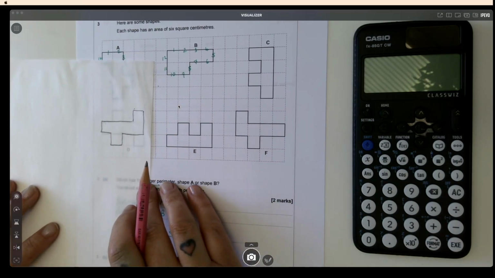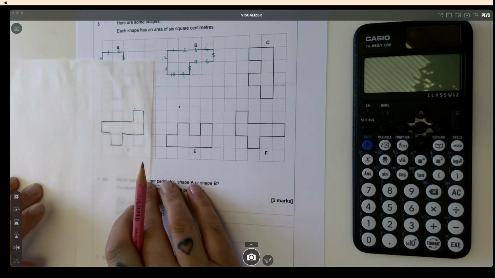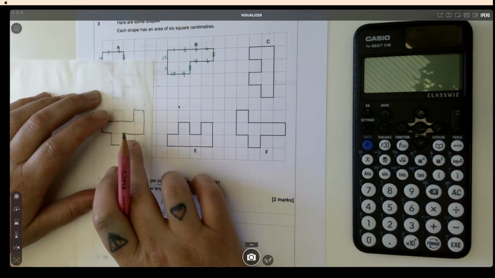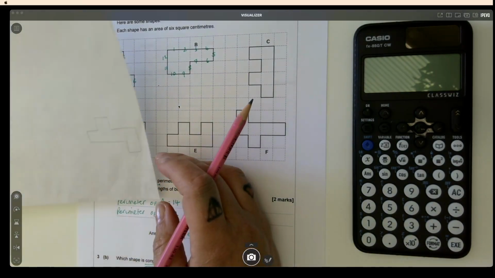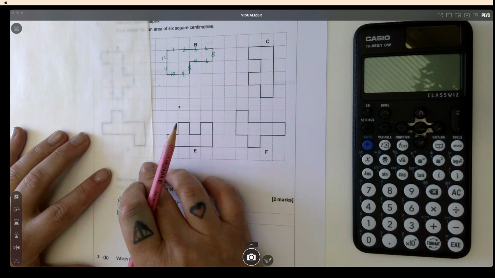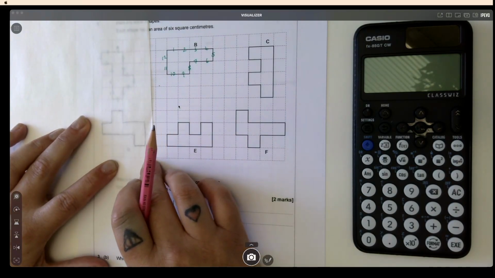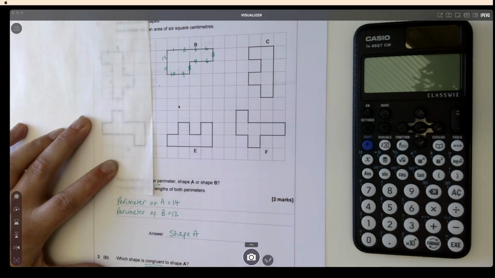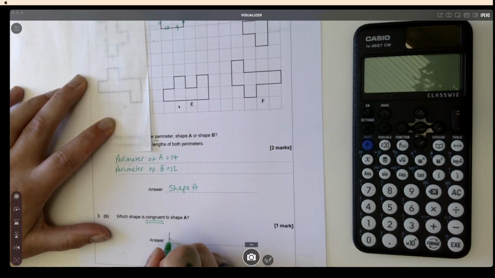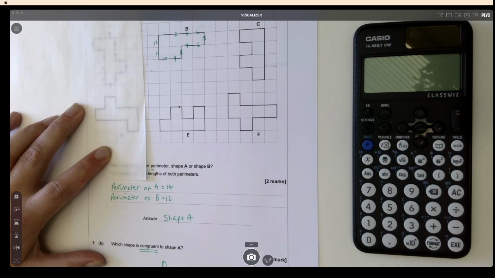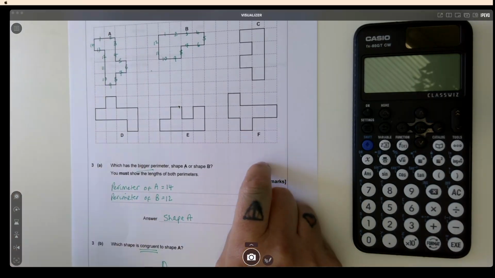So if I stick it like this at the moment, it doesn't match. If you can see there, those squares. But if I flip it over, it fits on top exactly. So that tells me that A and D are congruent. So I'm going to pop D on the answer line, and I'm just going to double check F.